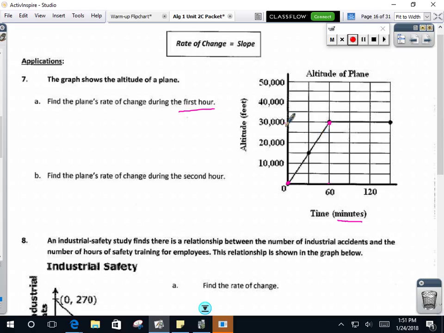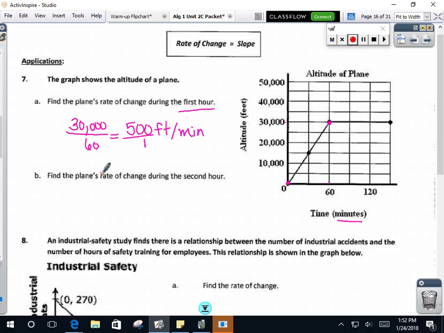That's a rise of how many feet? 30,000, and a run of how many minutes? So that's 30,000 feet over 60 minutes, which reduces to 30,000 over 60. What's right? 500 feet, and that's 500 over 1, right? So 500 feet per minute is how fast that plane is rising, going up 500 feet every minute.